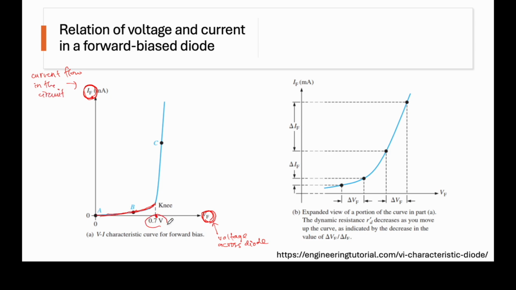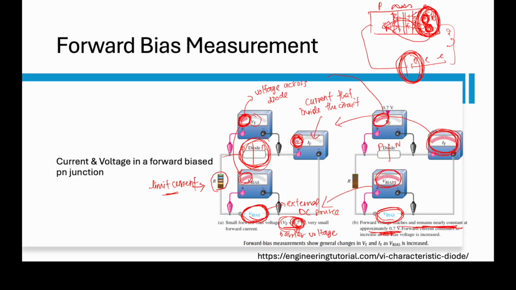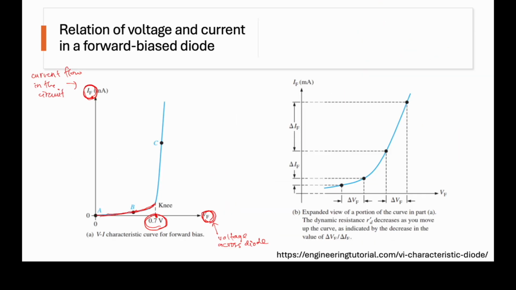However, when the V bias, which is the external voltage, is more than 0.7, we can see there is a transition where the graph now becomes increasing aggressively or extensively. It starts to increase rapidly. The transition part here is known as the knee. The transition from the graph gradually increasing to rapidly increasing is known as the knee.